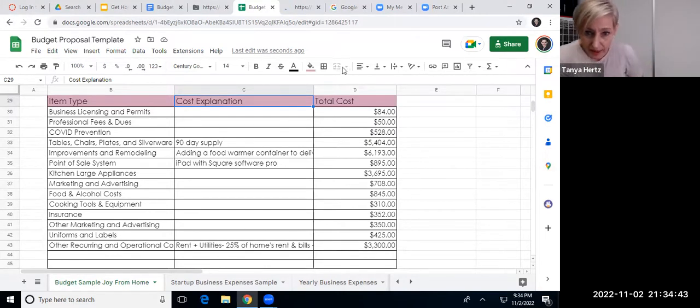And we are meeting in person on Friday to help everybody who needs help with this. So take advantage of those times that we can meet so that you can get help with your budgets.